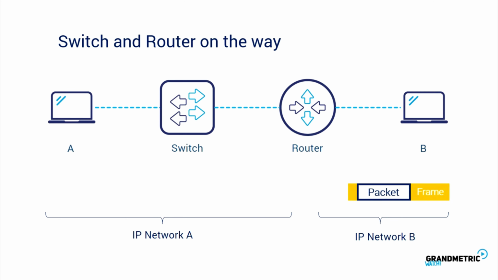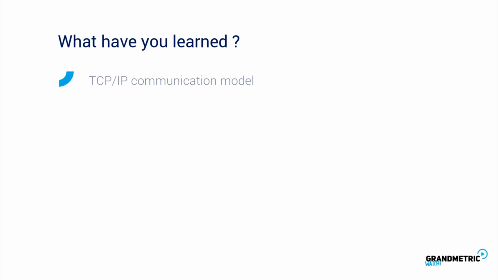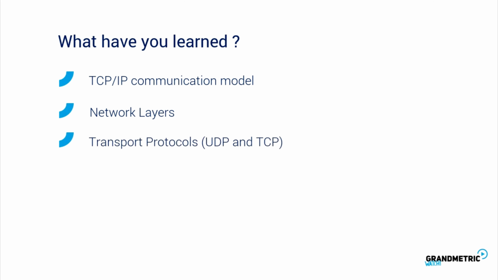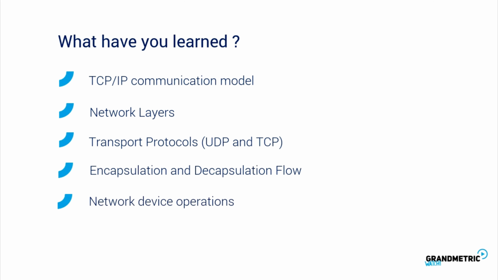So what have you learned in this course? You are familiar with the TCP/IP communication model. You are familiar with network layers. You can recognize and differentiate the UDP protocol from the TCP protocol. You know what encapsulation is and how the decapsulation flow works. You know the network device types and their operations.